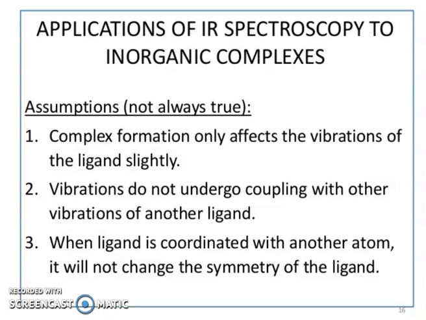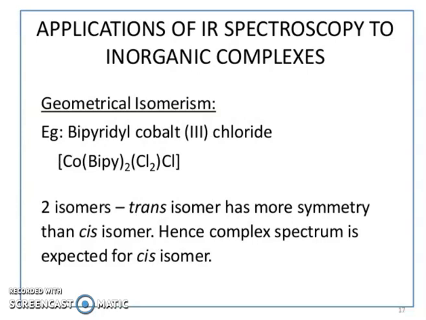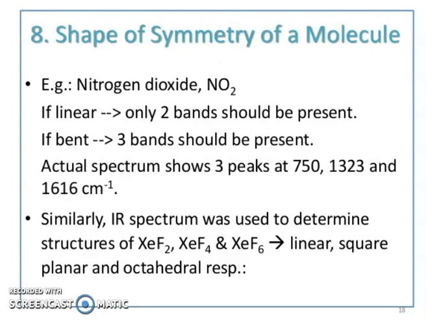So assumptions are not always true. Complex formation only affects the vibrations of the ligand side. Vibrations do not undergo coupling with other vibrations of another ligand. When a ligand is coordinated with another atom, it will not change the symmetry of the ligand. So, geometrical isomerism in pyridyl cobalt trichloride: of the two isomers, the trans isomer has more symmetry than the cis isomer. Hence, a complex spectrum is expected for the cis isomer.